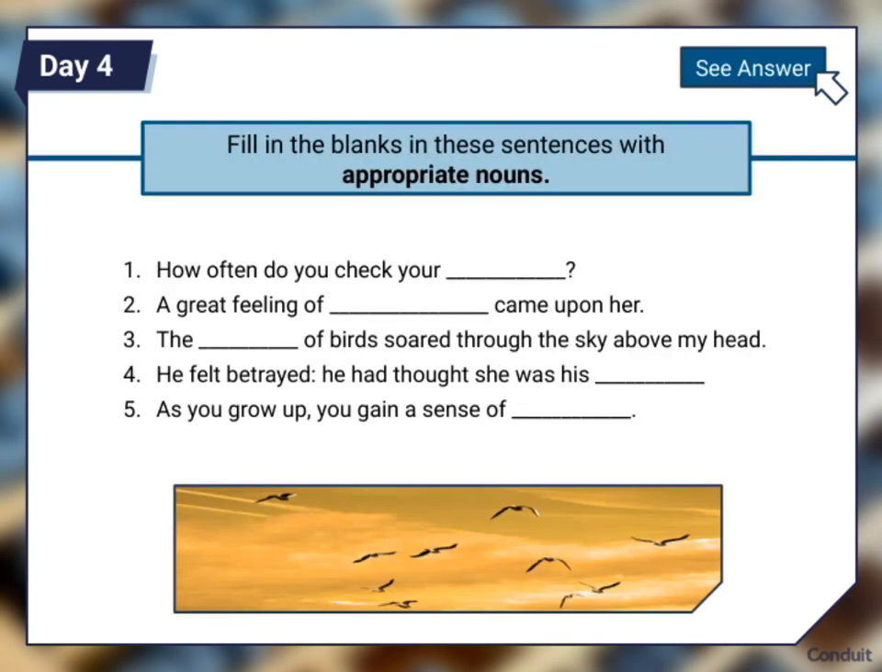Now, let's focus on filling in the blanks with the right nouns. These sentences invite us to think carefully about the words that fit best, from something we check often to a feeling that suddenly comes over someone. We'll explore ideas like trust, growth, and even the simple image of birds soaring overhead. This exercise helps us sharpen our understanding of how nouns shape meaning in everyday language. Let's dive in and see what fits.